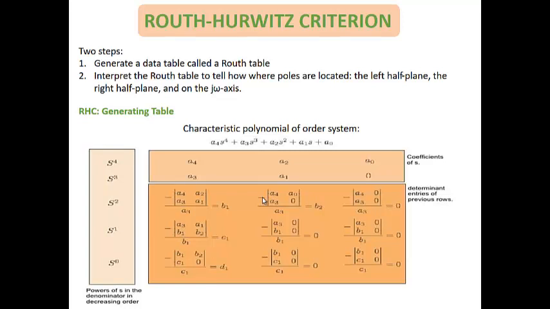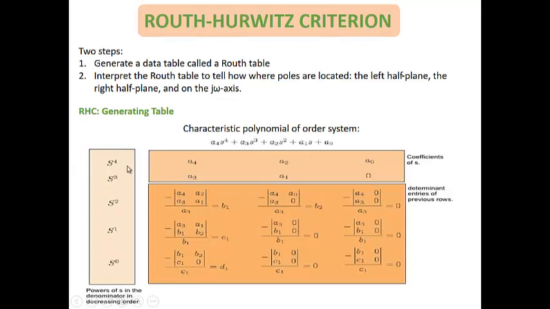Either they are in the left hand plane, which is stable, or maybe it's going to the right hand plane, which is unstable, or maybe it's on the j omega axis. So this is an example, this is the tutorial on how you want to generate your Routh table. Okay, so for example, if you get your characteristic polynomial of a system like here, this is a fourth order system. You have a4 s^4 plus a3 s^3 plus a2 s^2 plus a1 s plus a0.